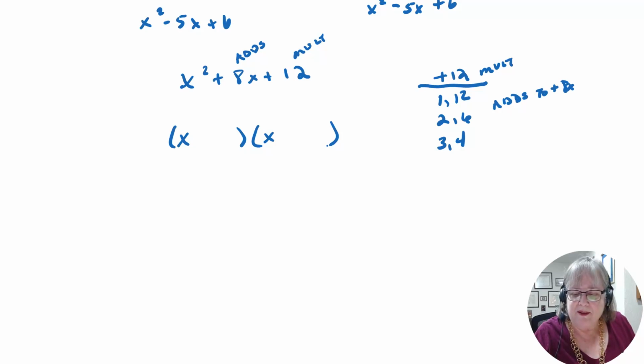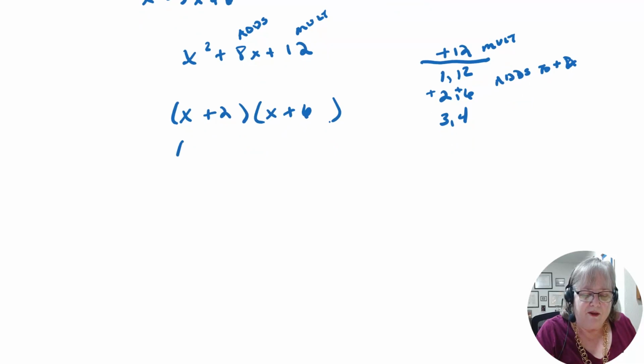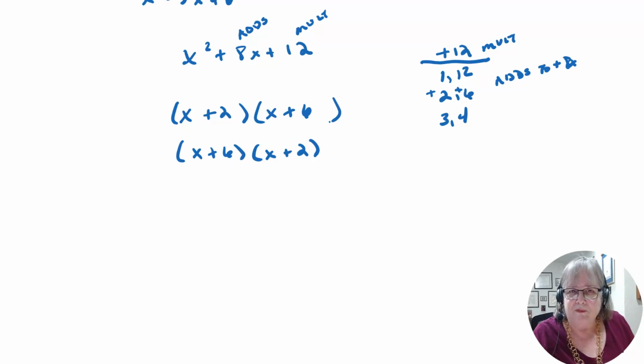And what adds to 8? 2 and 6. So this would be plus and plus. And you would go plus 2, plus 6. And it doesn't matter if you go 2 and 6 or 6 and 2, because 2 times 6 is 12 and 6 times 2 is 12. So it doesn't make any difference which order they're written in.